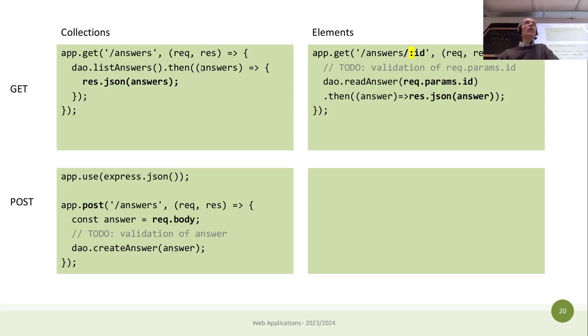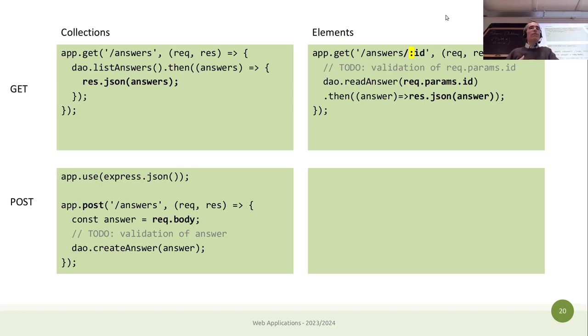So when we have the result, very simple. The result is here, the value of the resolved promise. And we do res.json(answers). That's the reference to the object. We need to decide what this object is. This object will be an array of answers, which makes sense, right? It's a list of things, so it's an array.